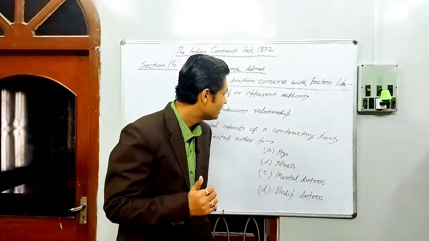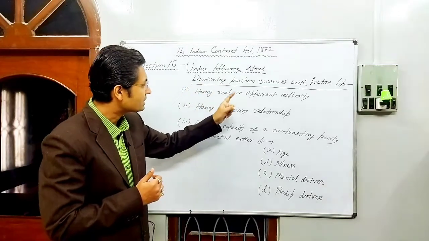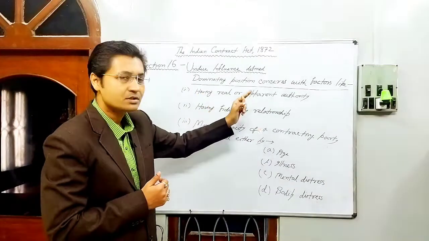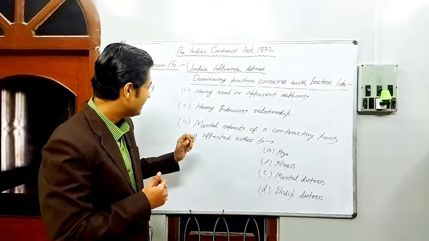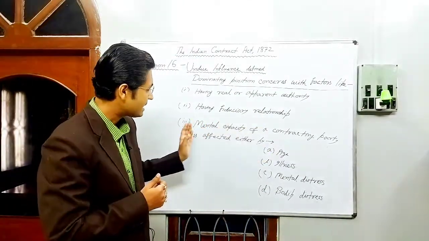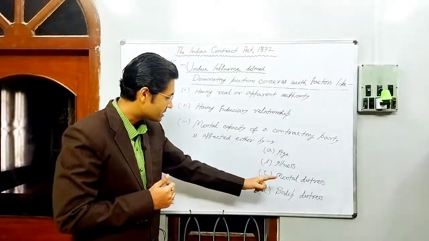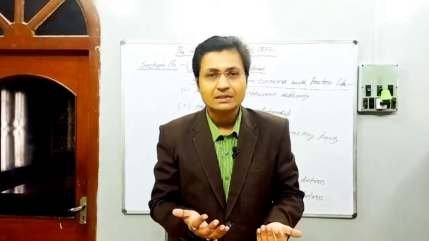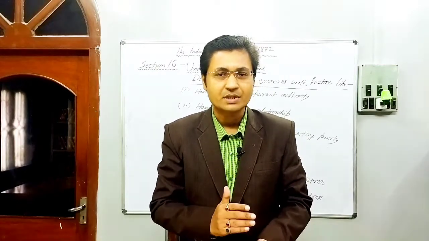Regarding the first ingredient, that is dominating position, it concerns the following factors: first, having real or apparent authority; second, having a fiduciary relationship; and third, the mental capacity of a contracting party being affected by age, illness, mental distress or bodily distress. These factors are connected with the first ingredient, that is the dominating position.